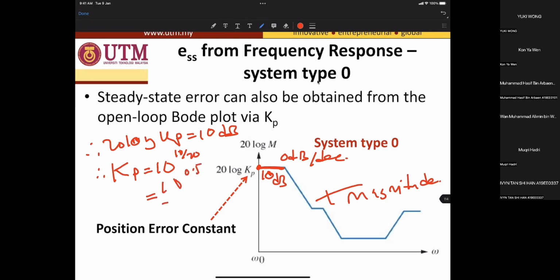3.16. And what is the value of the error? One over 4.16, which is 0.24. Okay. Understand?